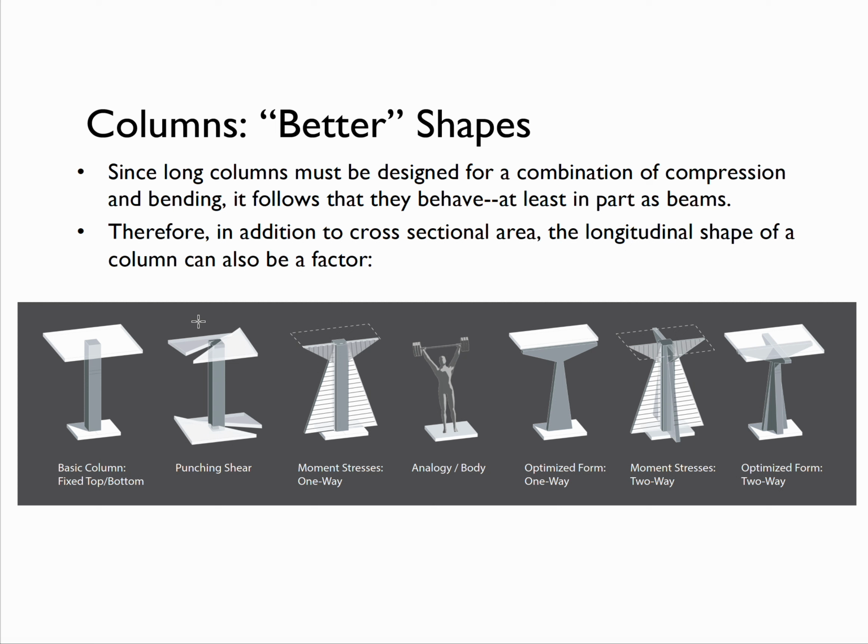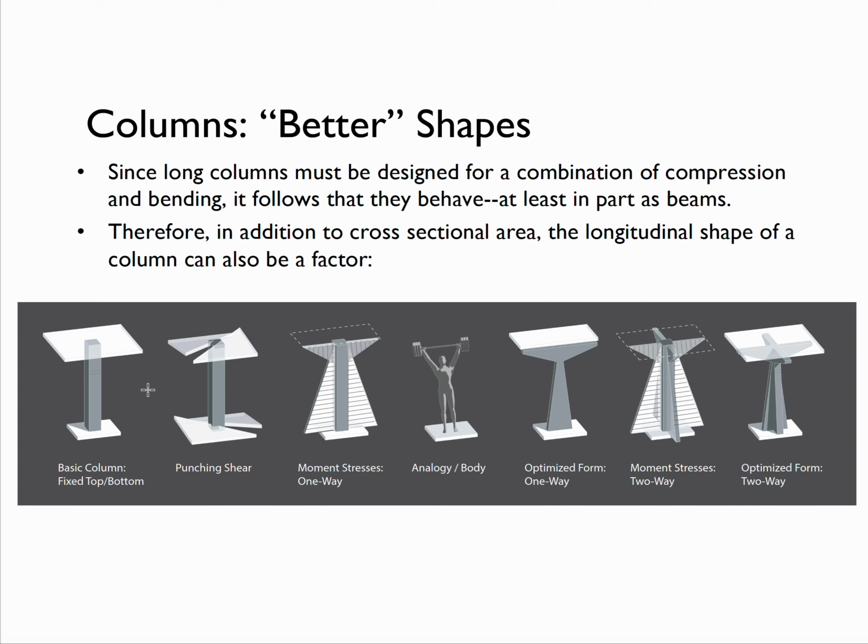Just like with better beams, there are better shapes. Long columns have to be designed with a combination of compression and bending, so they behave, at least in part, as beams. And this helps us to realize that because they're behaving like beams, we want to put our material where the stresses are. So in addition to cross-sectional area, longitudinal shape is also a factor.